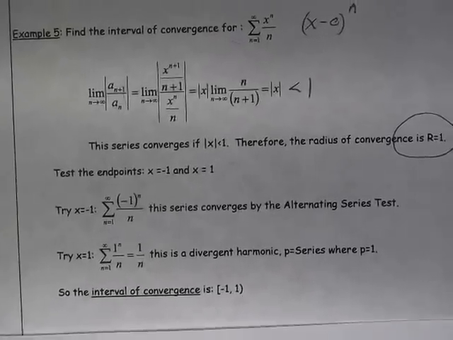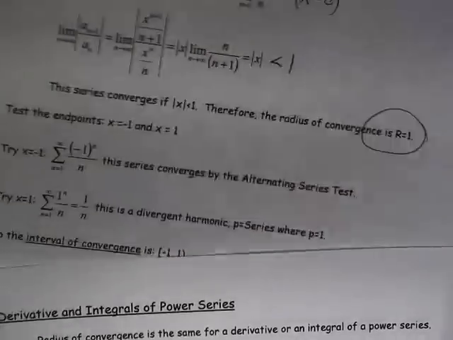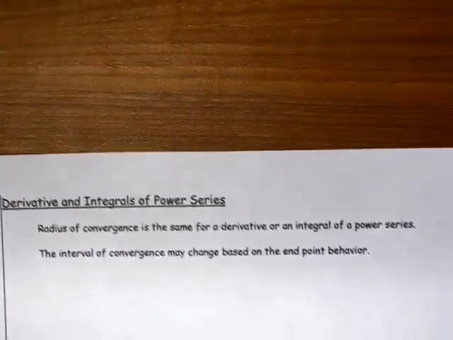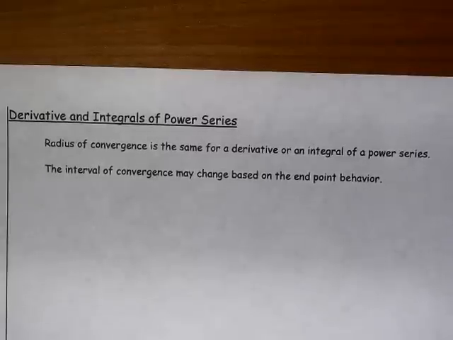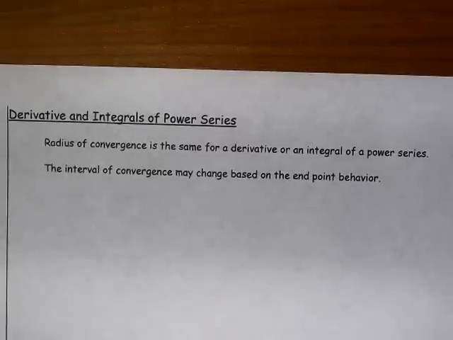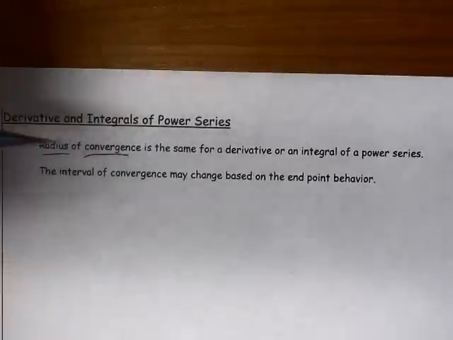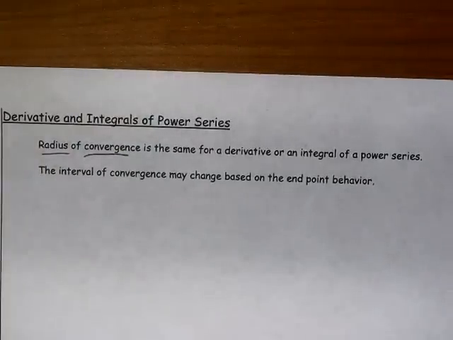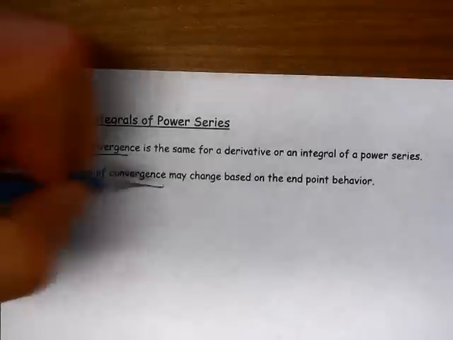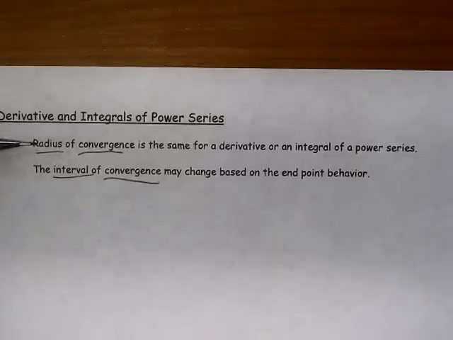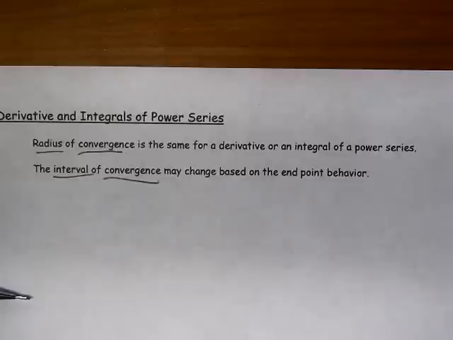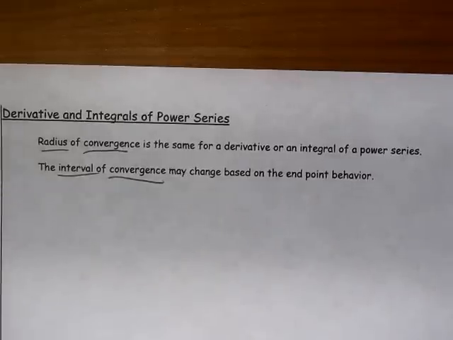Just one more thing to note. When we're talking about radius of convergence, if we take the derivative of a power series or the integral of that power series, the radius of convergence is always going to be the same as the original power series that we started with. But the interval of convergence may change. So we still need to retest the endpoints because the interval of convergence itself may be different than the original power series that we started with.